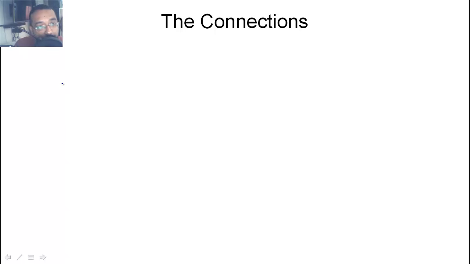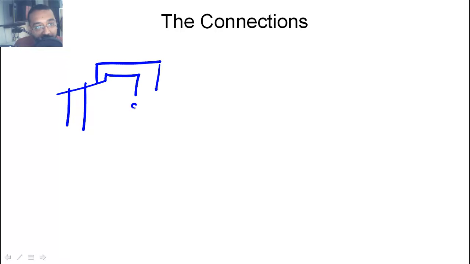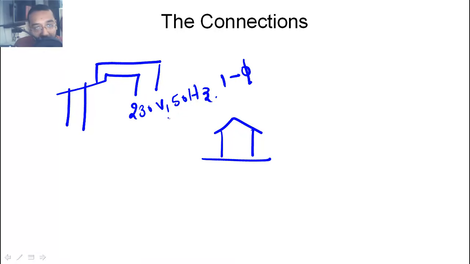Now the connections. Well, the connections are very simple. This is your electricity pole or the transformer from where you are getting the electricity supply. That is in the form of 230 volt 50 hertz single phase, and this is your home. Fine. So in this you are getting the supply of 230 volt 50 hertz. So up to here I think everything is clear to you.